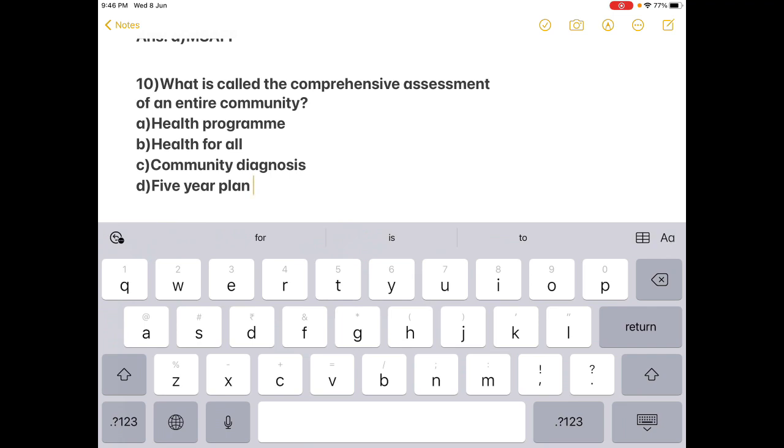Please note that these are all official answers given by the NVS. It is there on their official website. If you have appeared for this exam, kindly enter your ID and passport. You will get this official answer.